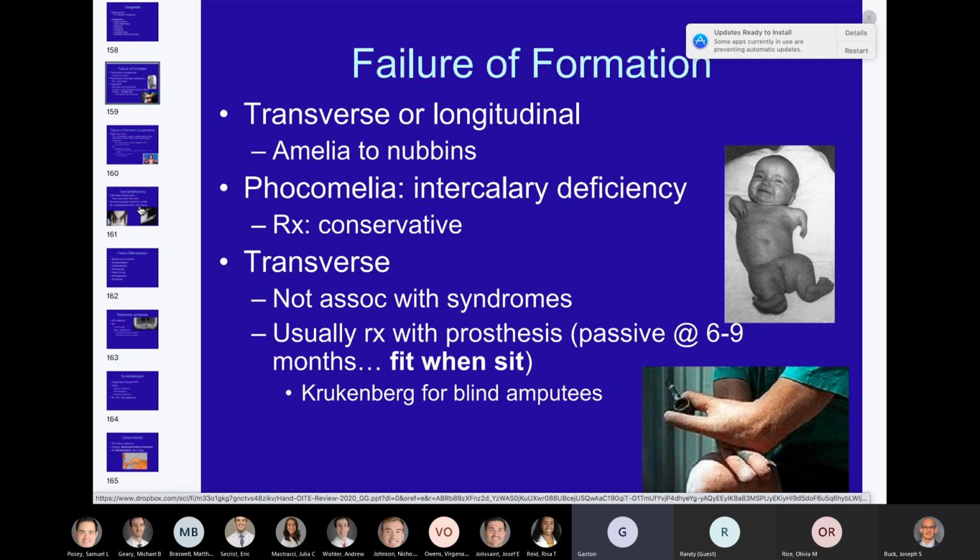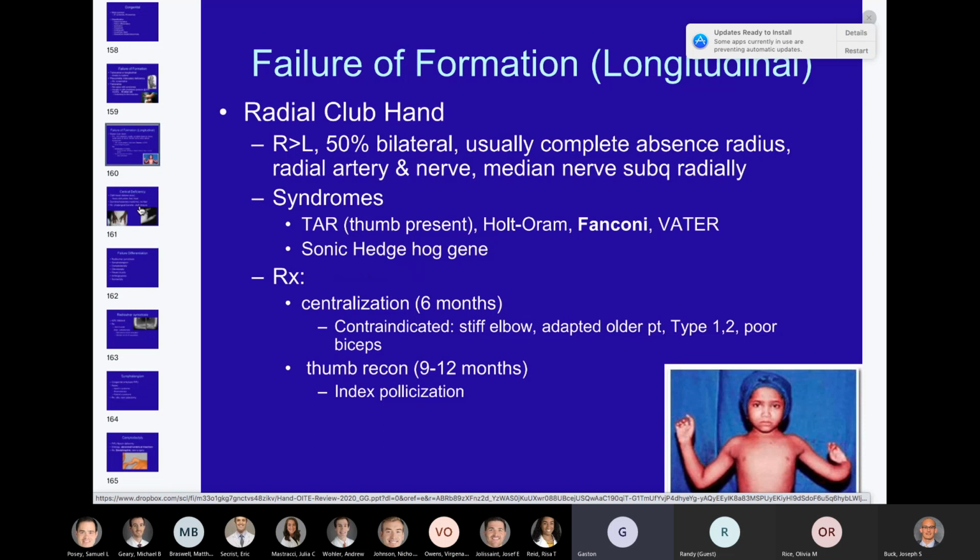Transverse arrests are typically non-syndromic. One fun one that's come up on OITE is what's the treatment of choice for blind bilateral amputees? And it's this Krukenberg procedure, and I tell it every year to you guys. If any of you can find me a blind bilateral amputee that needs a Krukenberg, I will take you and any friend you want out to the nicest steak dinner that they have to offer in Charlotte, because I'm dying to do one.